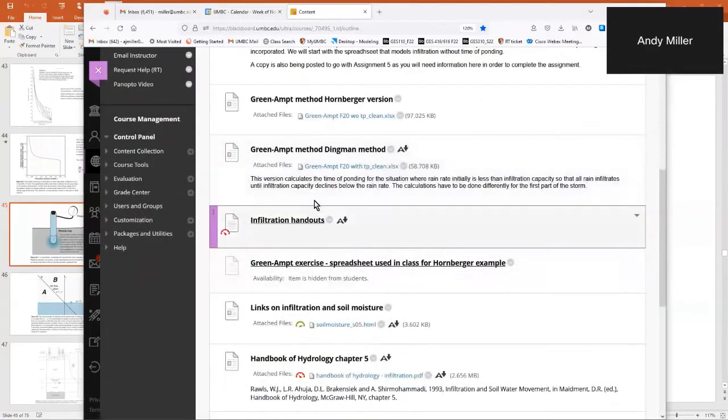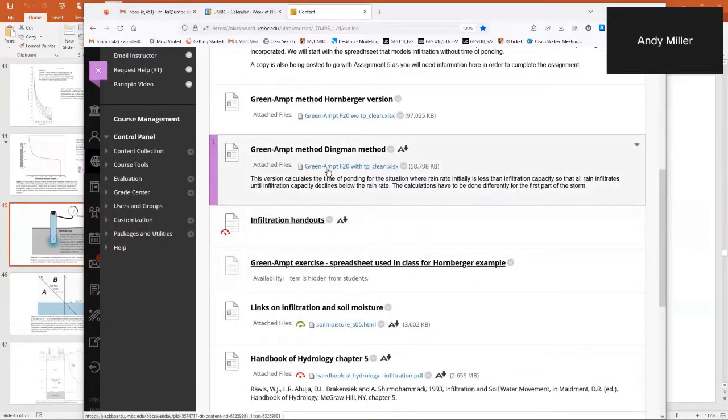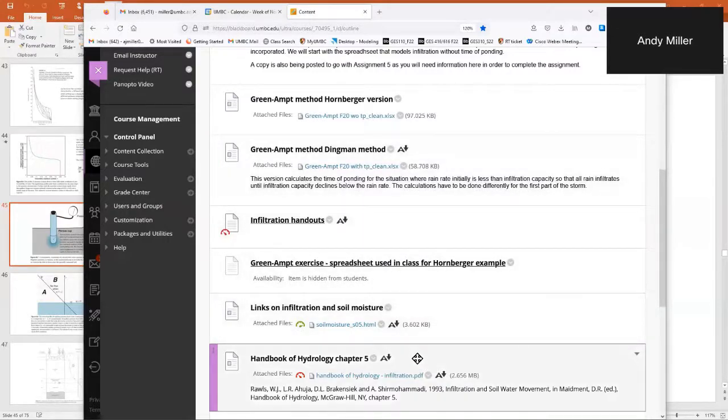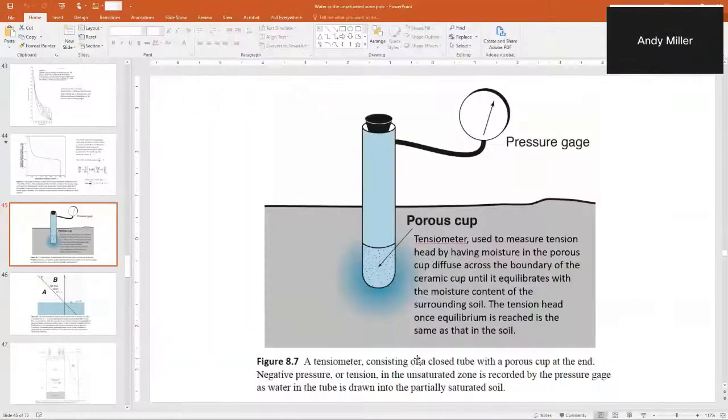And we may not get very far with this one, but the Green Amp method, Dingman method, Green Amp F20 with TP clean. So I'll explain why there are two versions of that in there and what we're doing with them as we go along. We're not going to start there, but we will make our way there before long. So before we do that, there's some background.